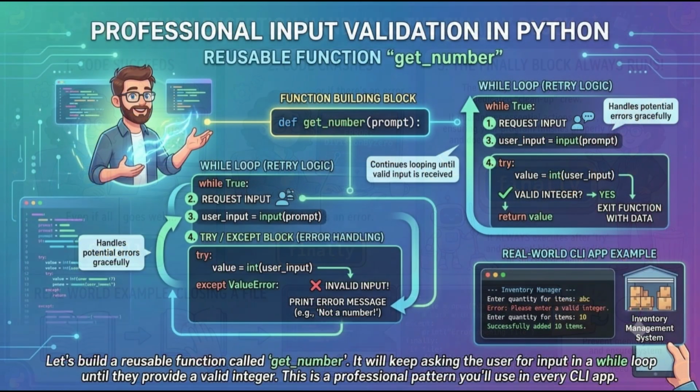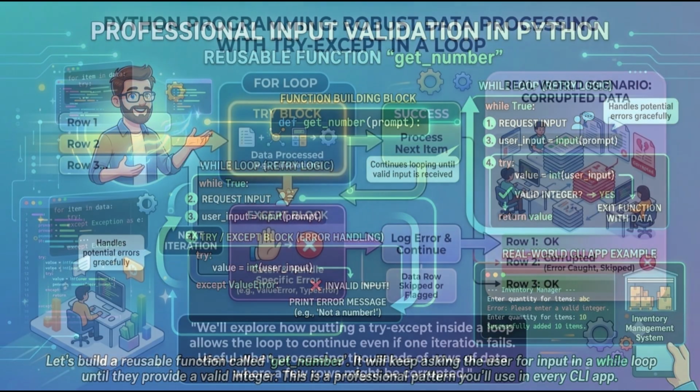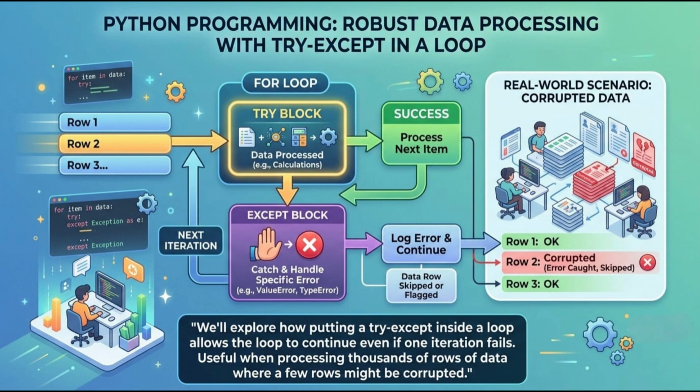Let's build a reusable function called get_number. It will keep asking the user for input in a while loop until they provide a valid integer. This is a professional pattern you'll use in every CLI app. We'll explore how putting a try except inside a loop allows the loop to continue, even if one iteration fails. Useful when processing thousands of rows of data, where a few rows might be corrupted.